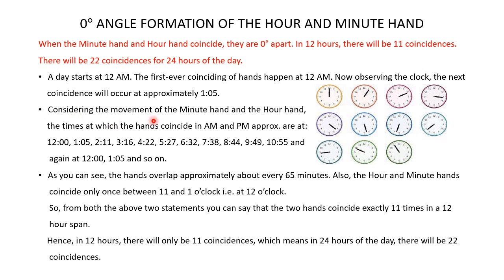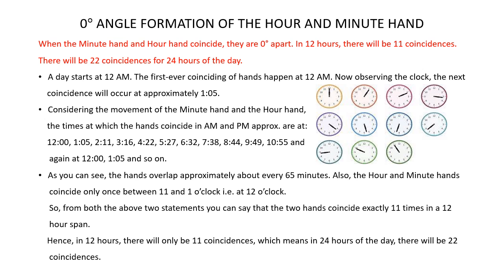Now considering the movement of the minute hand and the hour hand, the times at which the hands coincide in AM and PM approximately are at 12 o'clock, 5 minutes past 1, 2:11, 3:16, 4:22, 5:27, 6:32, 7:38, 8:44, 9:49, 10:55, and again at 12, 5 minutes past 1, and so on. As you can see, the hands overlap approximately after about every 65 minutes.